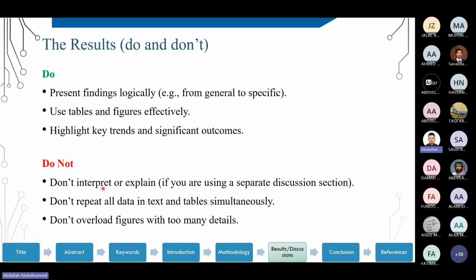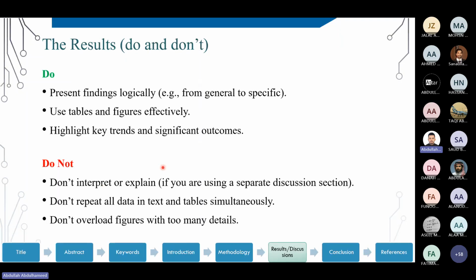If you are repeating a lot of things, this is not only on the result and discussion. This is overall your paper. If you are repeating things, the reader will feel bored. So sometimes even in one sentence, please avoid using one word more than one time. When you are writing a sentence, do not repeat one word twice in the same sentence. This is one of the killer mistakes in paper writing. Try to avoid that. Do not overload figures with too many details.